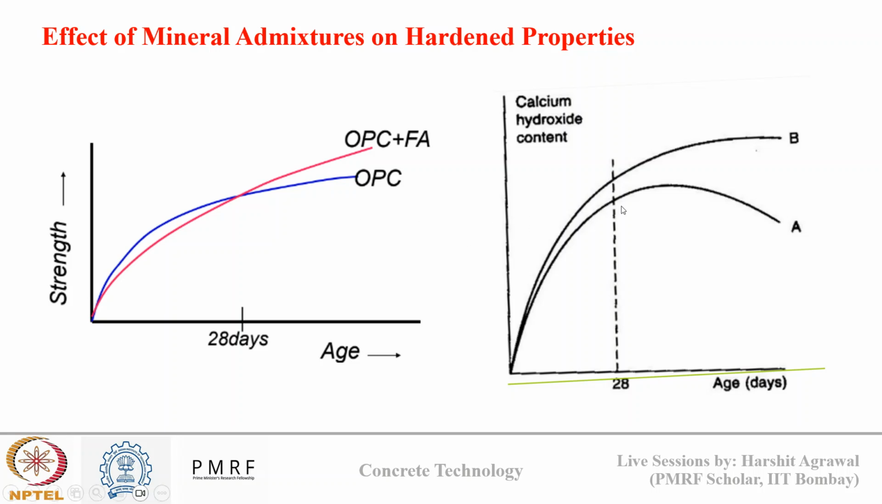And this is evident from the consumption of CH content in concrete over time. You can see in fly ash added concrete, the CH content is lower than OPC based concrete. Up till 28 days, you can see the CH content is increasing. However, beyond 28 days, it starts to decrease as CH is consumed by fly ash to form CSH. So that's why the CH content is reducing in the case of the OPC plus fly ash system.